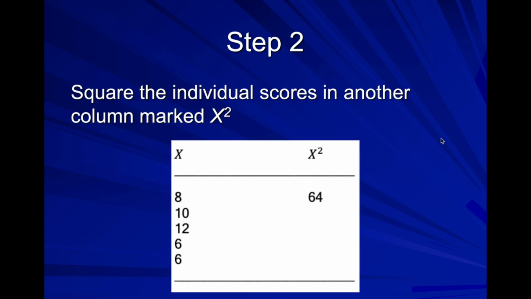Step 2 is then you square the individual scores. So here you have x of 8. This is one person who got a score of 8. Whatever this means, you square it, you get 64. You do the same with 10 times 10 is 100, 12 times 12 is 144, and so on.